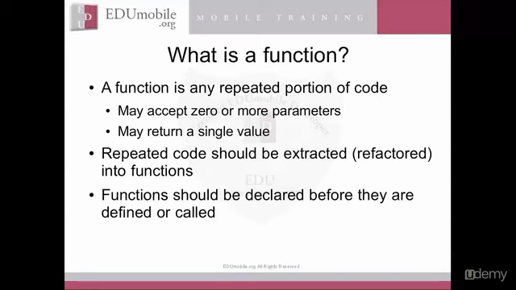Functions should always be declared before they're defined or called. The reason for this is in C, if you call a function before you have defined it in your source code, that won't work. You need to either define the function in the source code file before you make a call to it, or put a function header above where you call it, and then define your functions lower in the file.